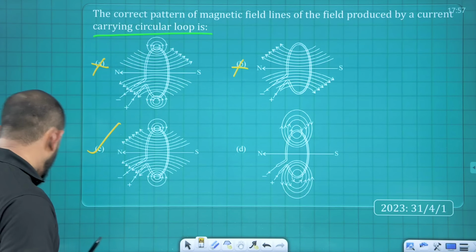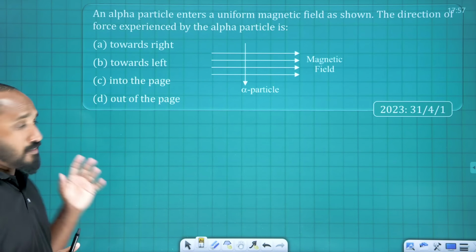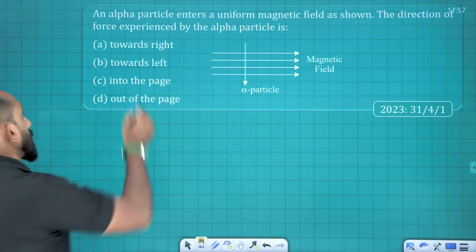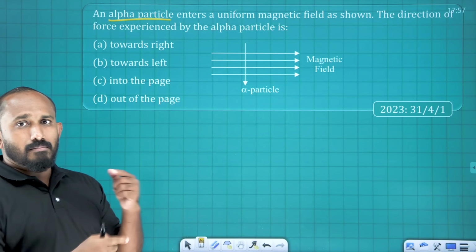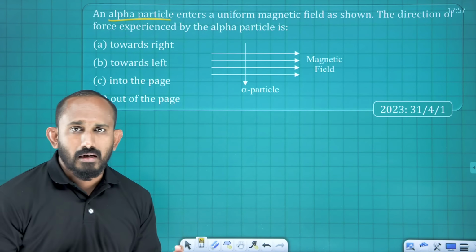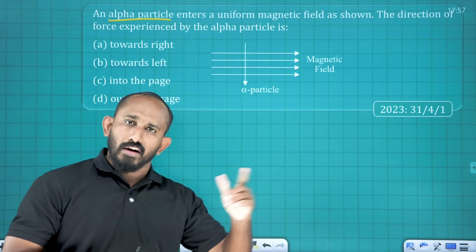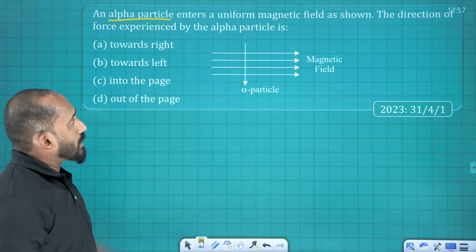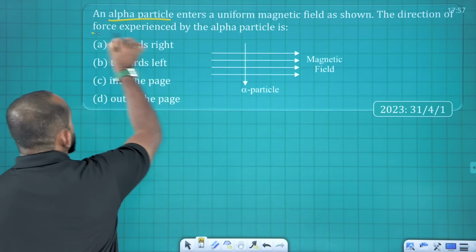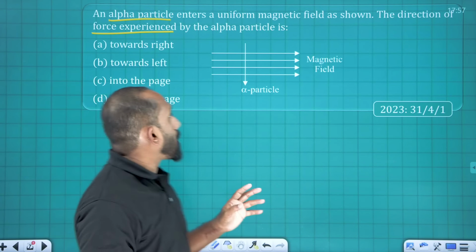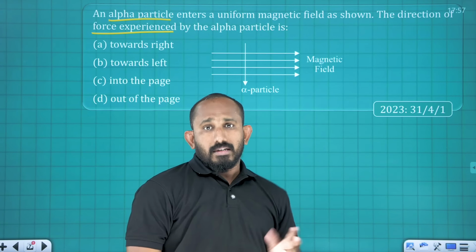Next question, let's see. An alpha particle. So here see, alpha particle came. Alpha particle is a positively charged particle. You got it. What's the specialty? A positive charged particle is moving, then that is the direction of current. Enters a uniform magnetic field as shown. The direction of the force experienced by the alpha particle is the direction of force.